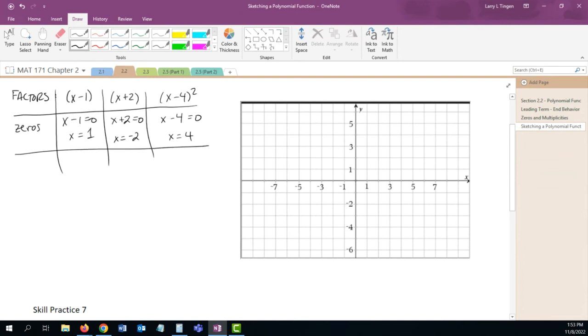And then what are the multiplicities? The power that they're raised to. If there's no power, it's always understood to be a 1. So this is a multiplicity of 1. The second one has a multiplicity of 1. And the last one has a multiplicity of 2. So what does that mean? If I go to my graph, I can plot all of these: 1, 0, negative 2, 0, and 4, 0.